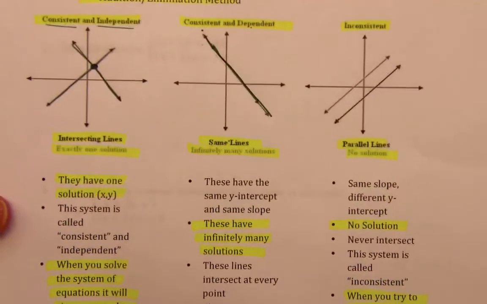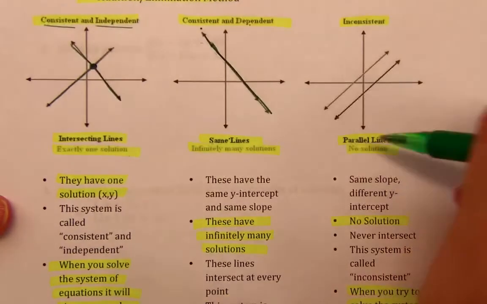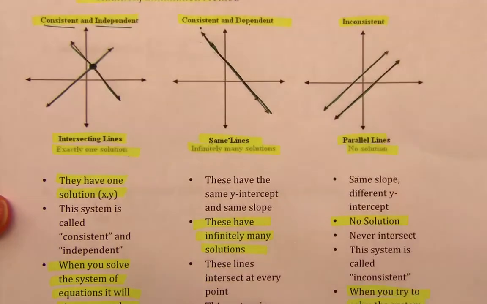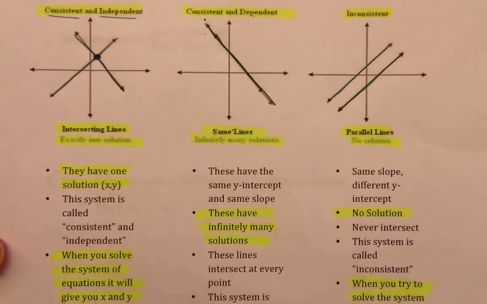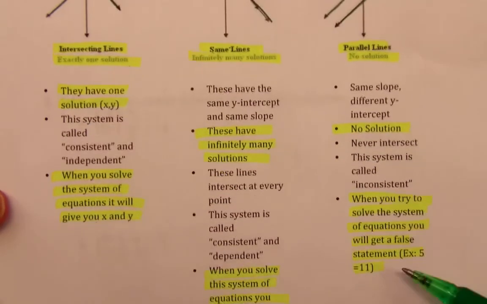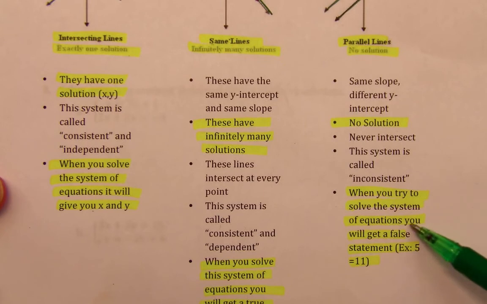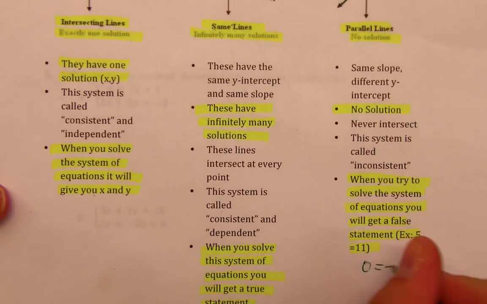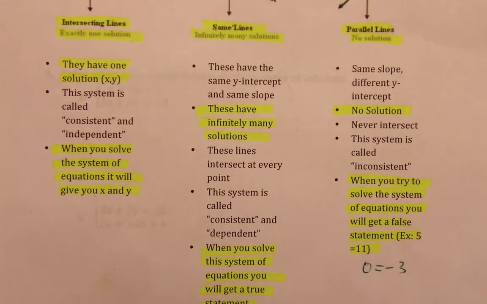Now, in the third situation, these are inconsistent lines. They're parallel. They have no solutions. So these two lines have 0 points of intersection. They have the same slope, but different y-intercepts. Again, there's no solution, so there are no points in common. And when you try to solve the system of equations, you're going to get something like 5 equals 11, or 0 equals -3, where both sides have no variables and it's a false statement.